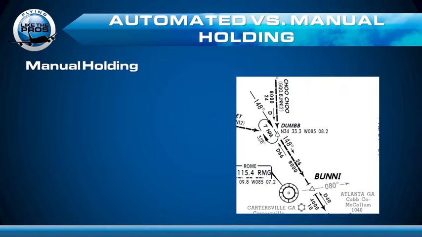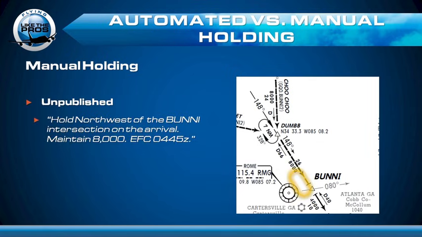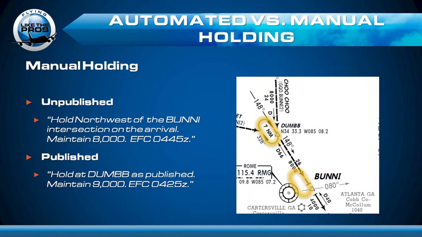Now, manual holding will come in two flavors. The first being unpublished holding, so you get an ATC clearance of hold northwest of the Bunny intersection on the arrival, maintain 8,000 and expect further clearance at 0445 Zulu. Or it comes in the published flavor, hold at DUMBA as published, maintain 9,000 and expect further clearance at 0425 Zulu. A common point of confusion is that many instructors will refer to automated holds in the flight plan as published holds, but if you get instructions to fly a hold that is published on the chart, but it's not in the flight plan, you're going to have to fly that hold manually.